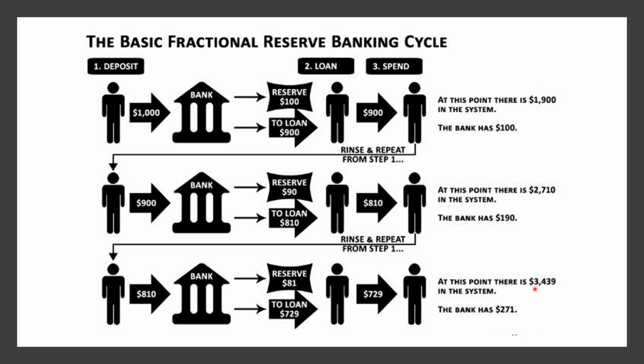Now, if I ask you how much money total was there, you would include that $1,000. So that would be $3,439. Then if I asked you how much money was kept in deposit, remember it's 10%. So it's 190, 81. So it's $271.